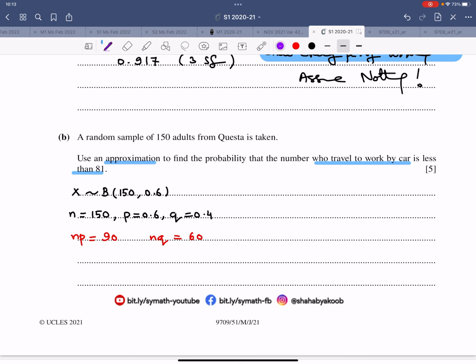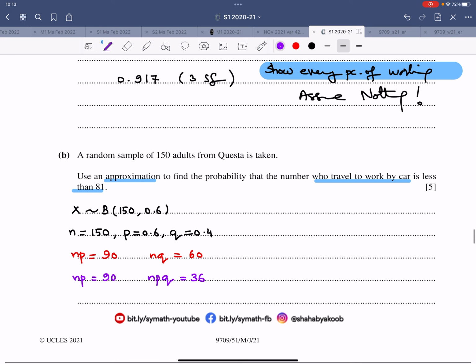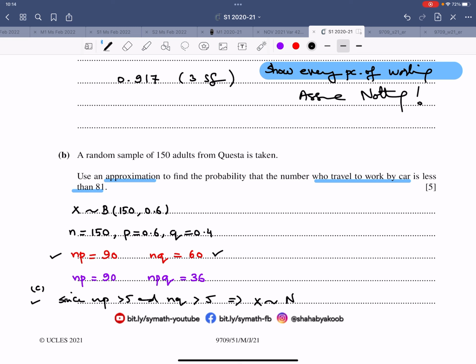NP, I'm simply writing it again. And NPQ. So 9 4s are 36. I think this is 36. Do double check my working. So therefore, this is what you get. And it's asking for justification later. I'm doing the justification in the beginning, whether the examiner asks about it or not. This is the justification. Since NP is greater than 5 and NQ is greater than 5, this is for part C. In the exam, actually, you have to write it over there. Therefore, X follows a normal distribution 90, 36.